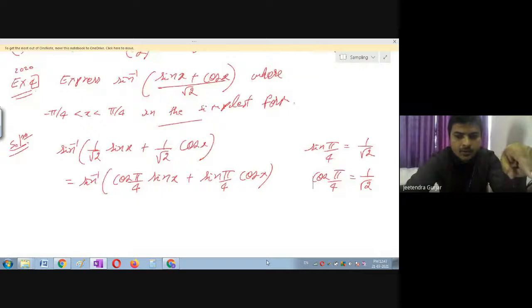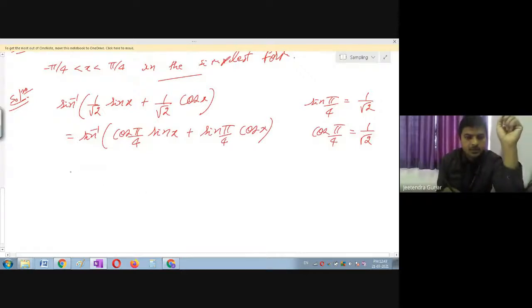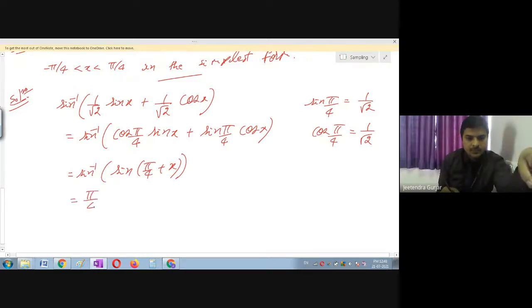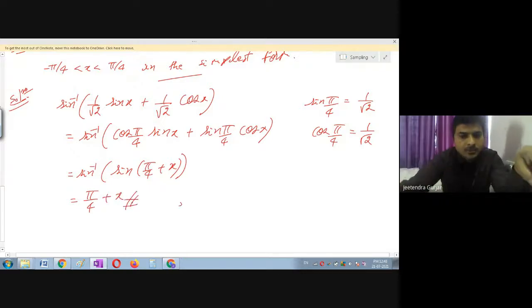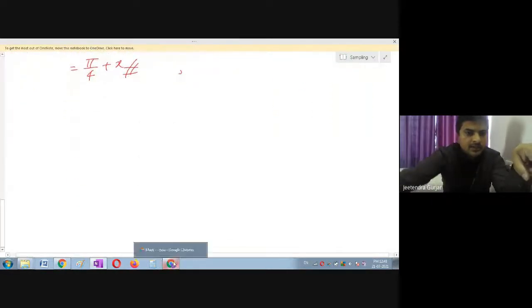Now you should write the formula cos a sin b plus sin a cos b, which gives you sine inverse of sine of (a plus b), where a is pi by 4 and b we have taken as x, so that this sine inverse and this sine get cancelled. Therefore you will get pi by 4 plus x. So this is the simplest form. This type of example will also come in the exam, students. Okay, go for the next example, number 5.